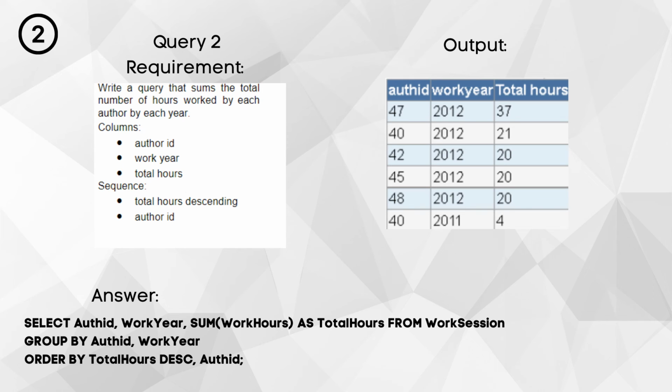Now for query 2, we did a quick total sum of how many work hours each author has, which can be identified from their author ID. In descending order, it will show who has done the most work on the textbooks, and that will all be from the work session table.